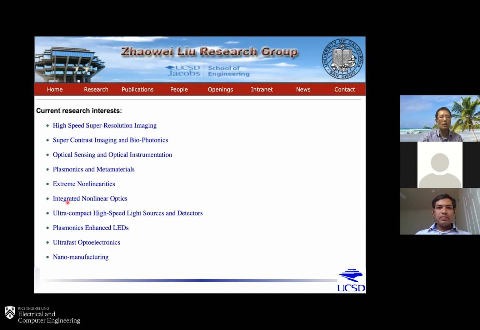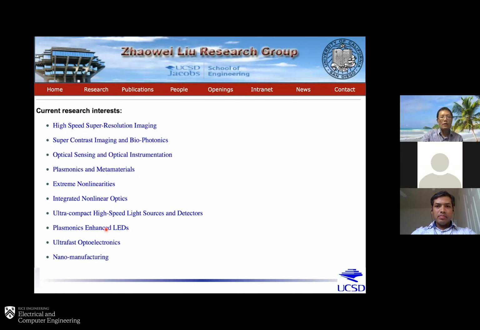These two topics are pretty much the same thing, using new nonlinear materials to build nonlinear devices and system on chip. The next topic we're dealing with is ultra-compact high-speed light sources and detectors. And we've also been working on plasmonic enhanced LEDs, mainly for communication and display applications, and also ultra-fast optoelectronics and nano manufacturing.